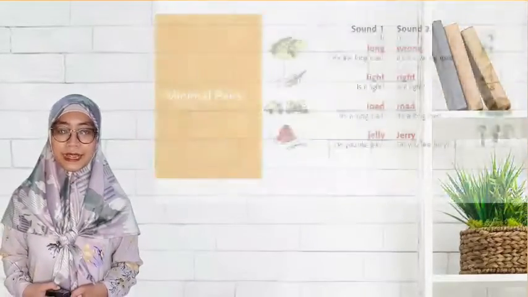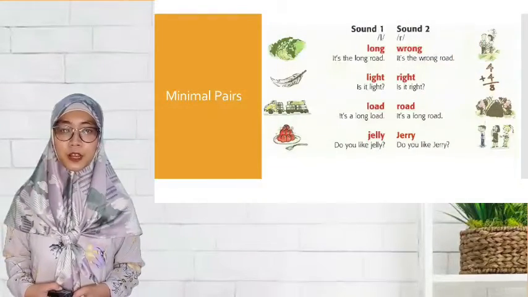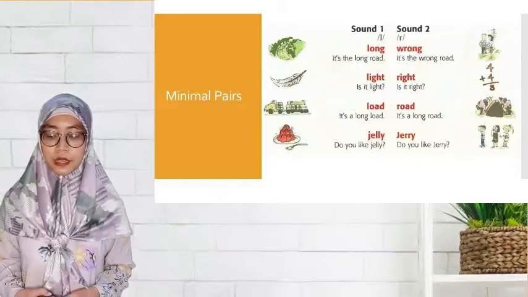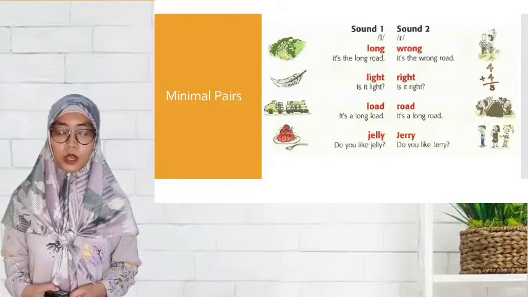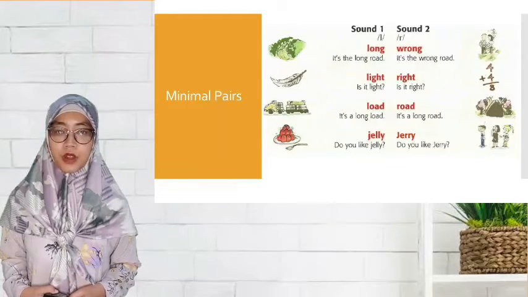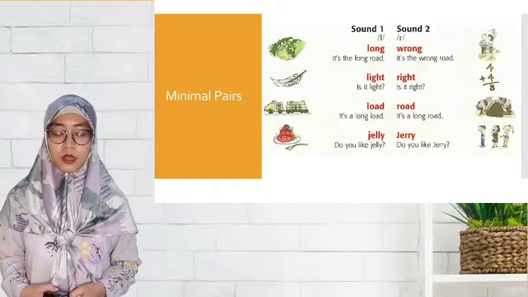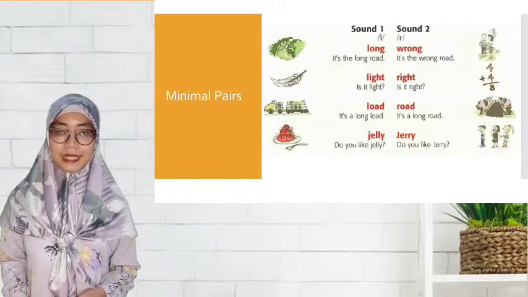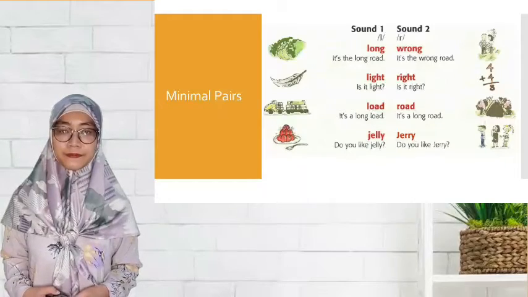The l and r sounds are called minimal pairs when you find them in some words, such as long and wrong, light and right, load and road, jelly and Jerry.